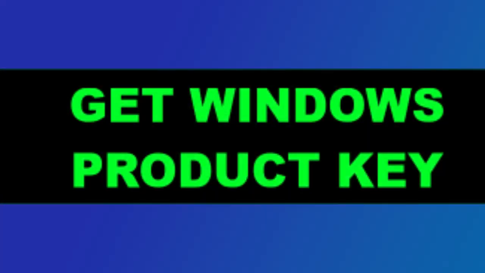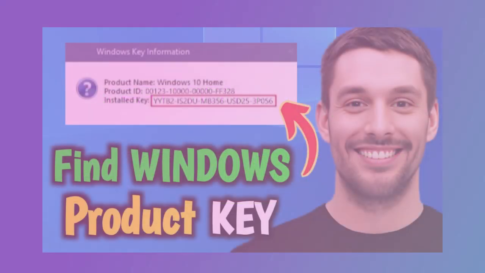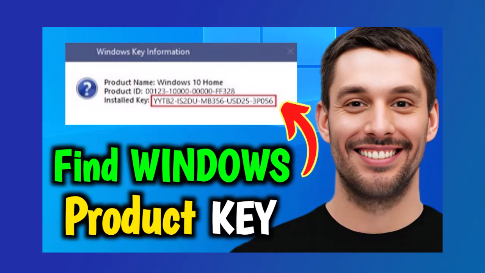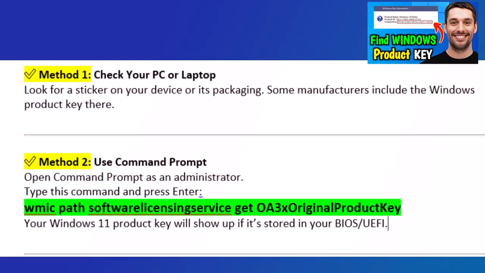In this video, I'll show you how to find your product key for Windows 11 so you can activate your system or reinstall without issues. Step 1. Check your PC or laptop. Look for a sticker on your device or its packaging. Some manufacturers include the Windows product key there.